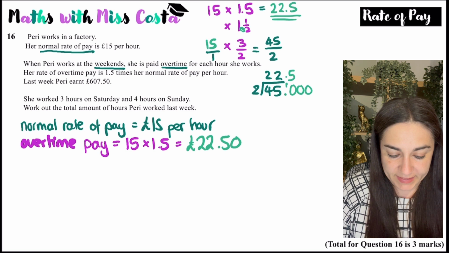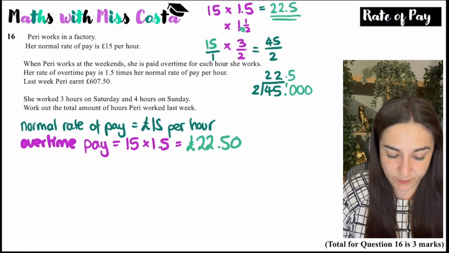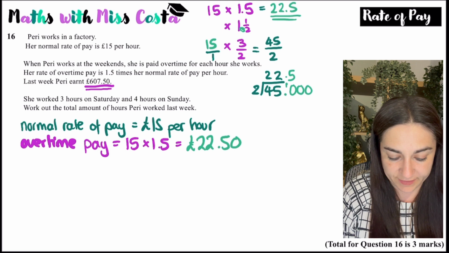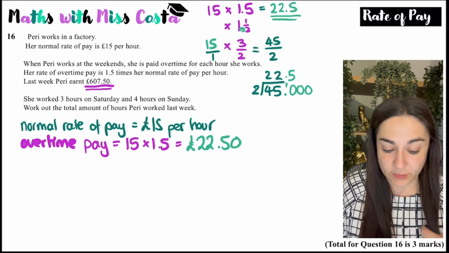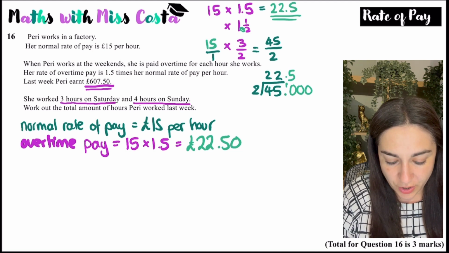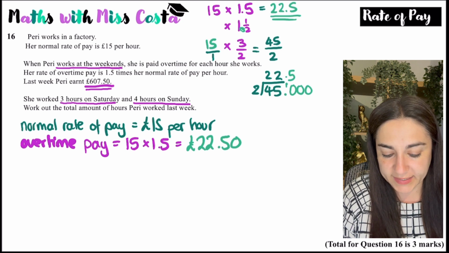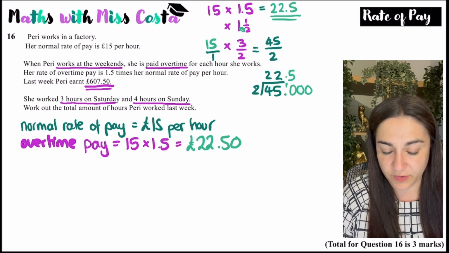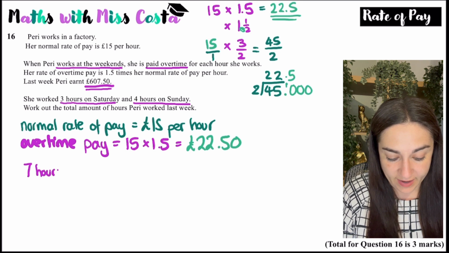Now, the next piece of the information I'm given is that last week Perry earned £670.50 in total. So she worked 3 hours on Saturday and 4 hours on Sunday, and I know that that is going to be overtime because I'm told that when she works at the weekends, she is paid overtime for each hour she works. So that means she did 7 hours of overtime.